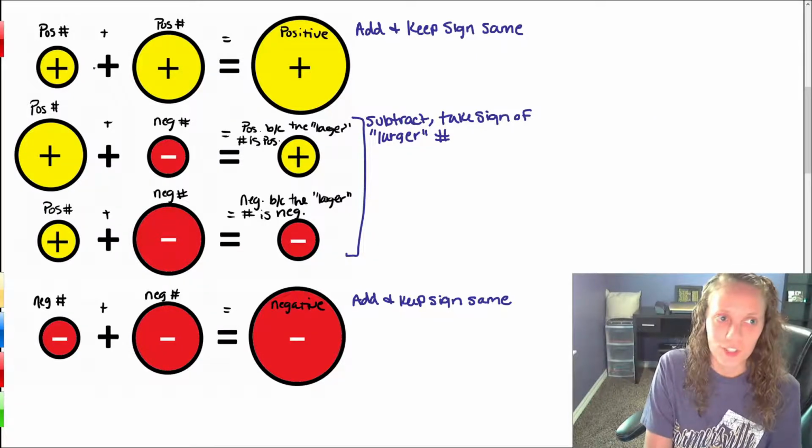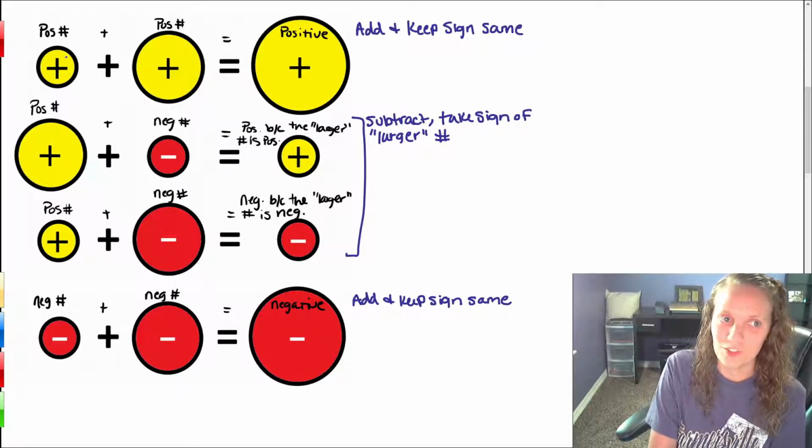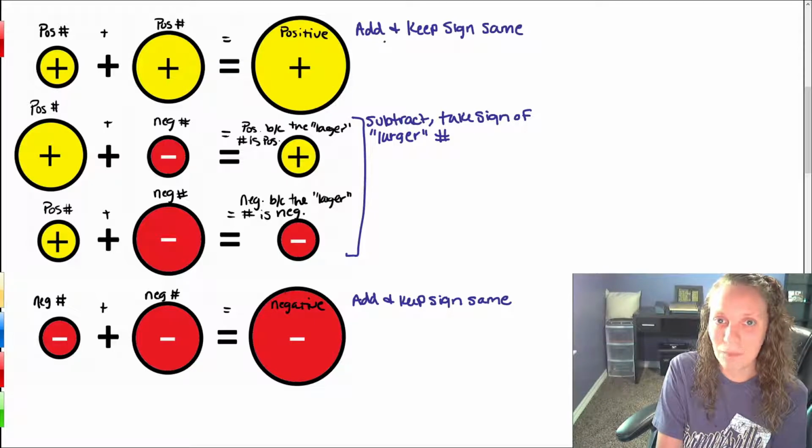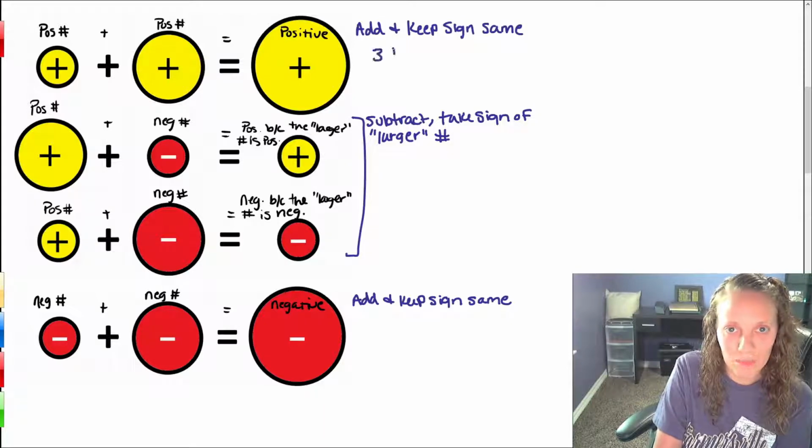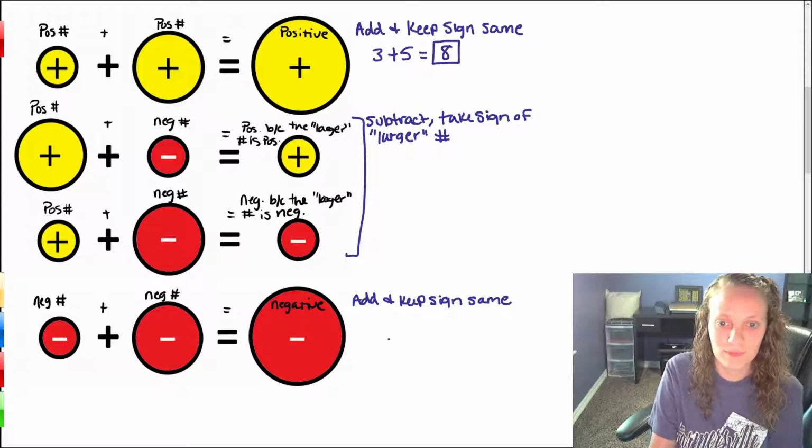Taking a look at this first one, we have two positives. We're adding a positive with a positive. When the signs are the same like this, we are going to add the numbers together and keep the sign the same. So if we have 3 plus 5, 3 plus 5 is 8. Since both of these numbers are positive, our answer is going to stay positive.